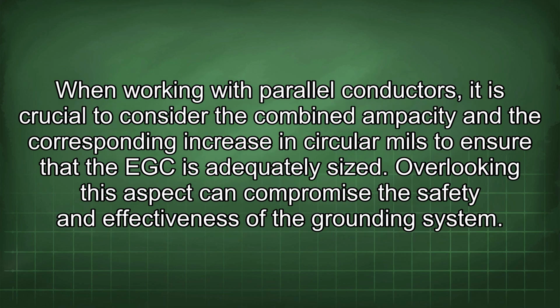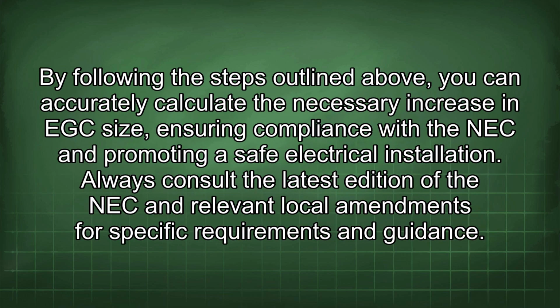When working with parallel conductors, it is crucial to consider the combined ampacity and the corresponding increase in circular mils to ensure that the EGC is adequately sized. Overlooking this aspect can compromise the safety and effectiveness of the grounding system. By following the steps outlined above, you can accurately calculate the necessary increase in EGC size, ensuring compliance with the NEC and promoting safe electrical installation.